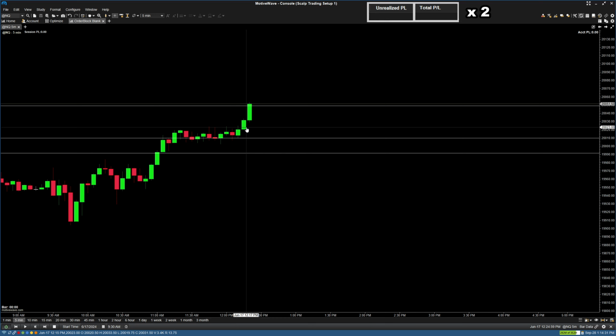Now, once again, I wouldn't be taking this long of a trade, meaning I wouldn't be aiming for an almost 40-point trade. You guys can see it on live stream. I often don't aim for something this big. I try to take my base hits and get out of the market.